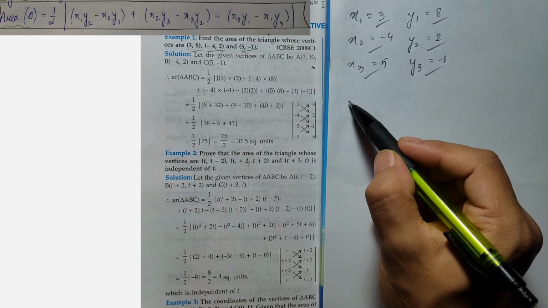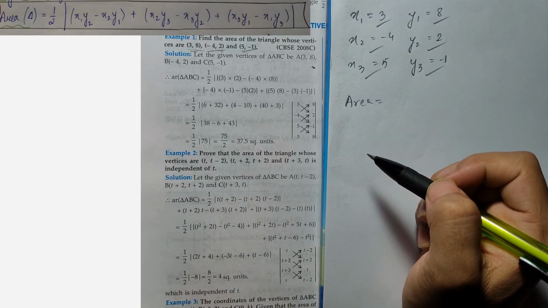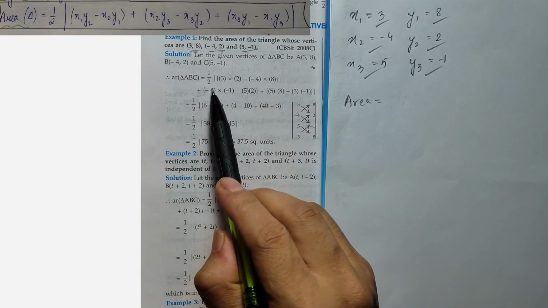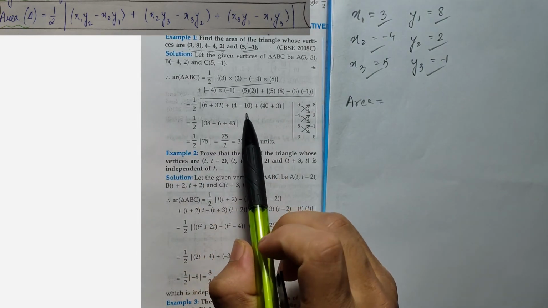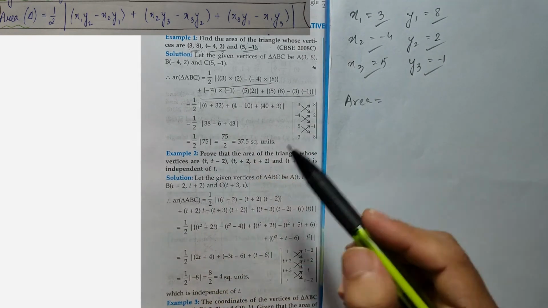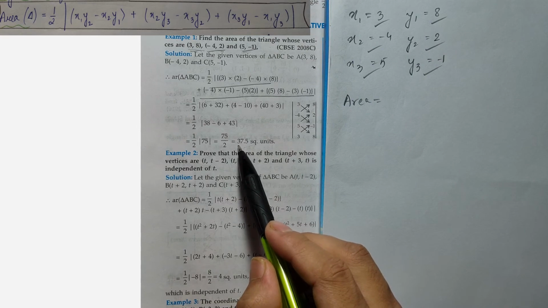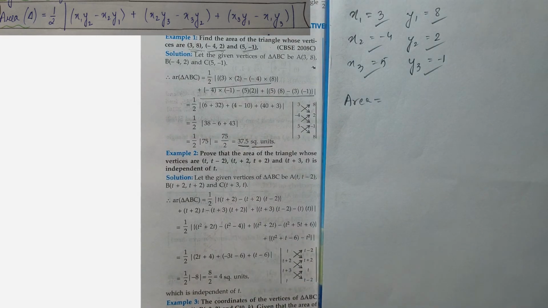So, substituting these values in the area formula, the formula is shown on the left hand side of your screen, we get this. You can pause the video to check if the substitution is correctly done. On solving this, we get area to be 37.5 square units.